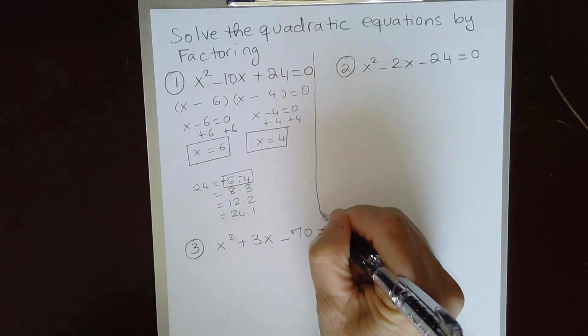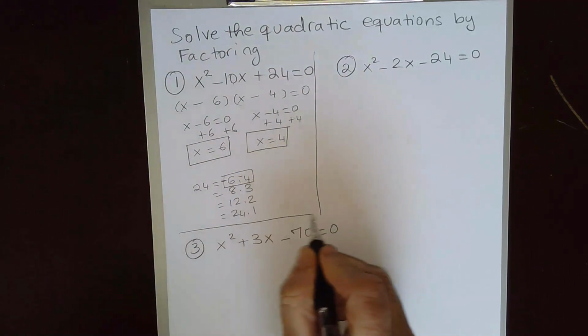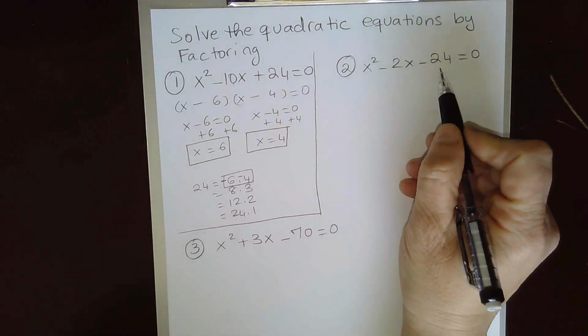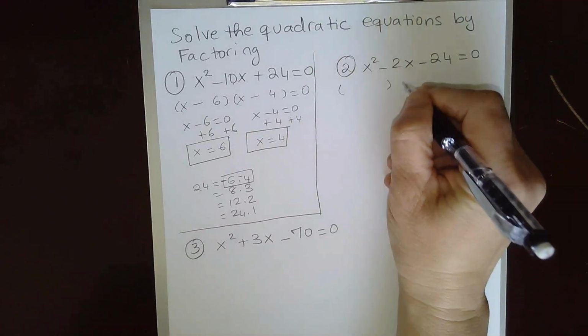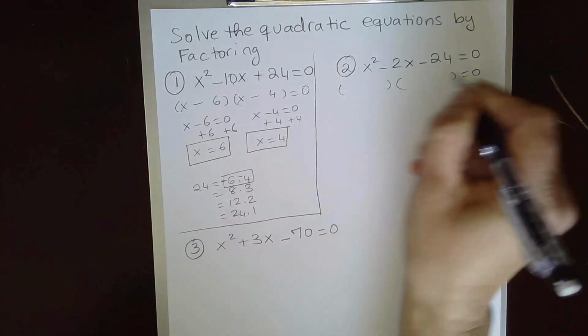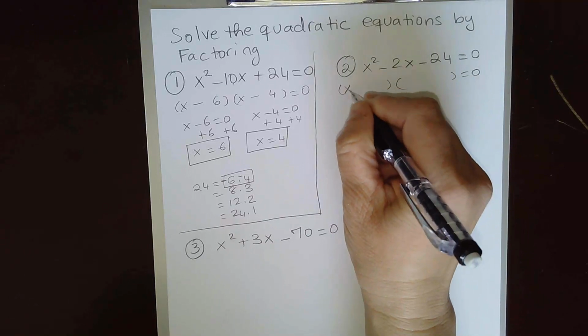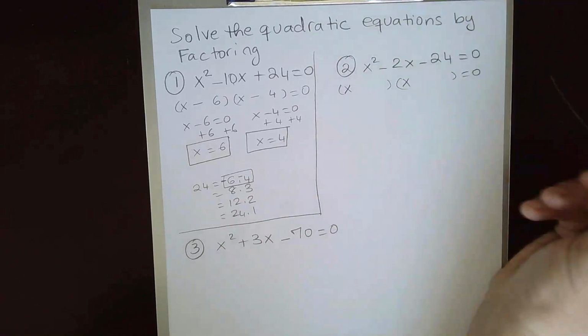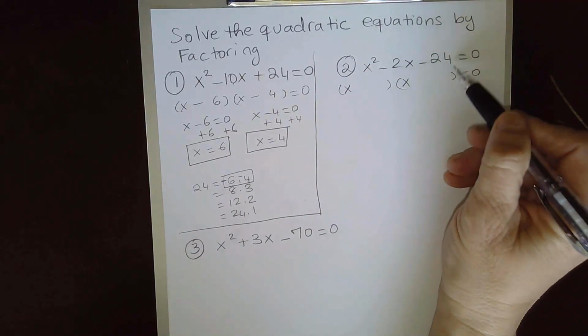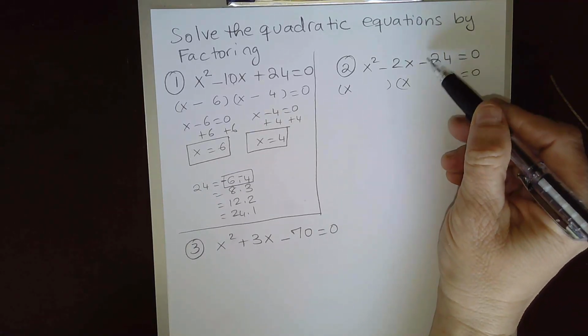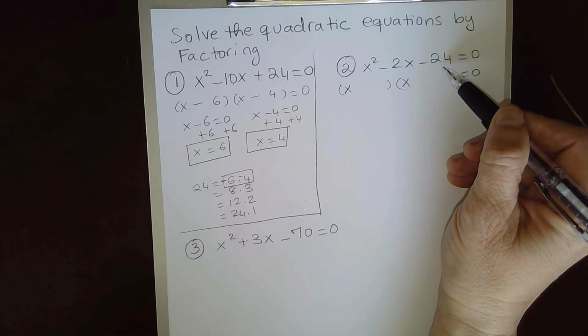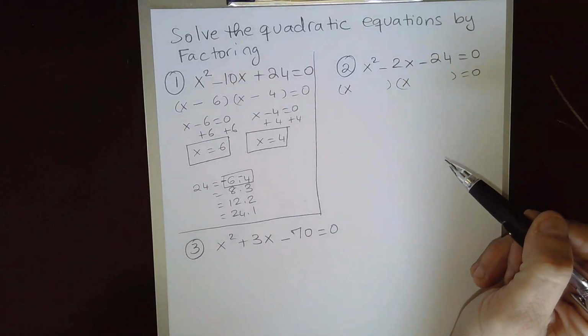Now let's try the second equation. We have x squared minus 2x minus 24 equal to 0. Again, we're going to factor the trinomial on the left side of the equation. We have x squared. That means we have to have x here and x here. Now again, the product is negative 24. Since our product is negative 24, we are looking at two numbers with opposite signs, right?